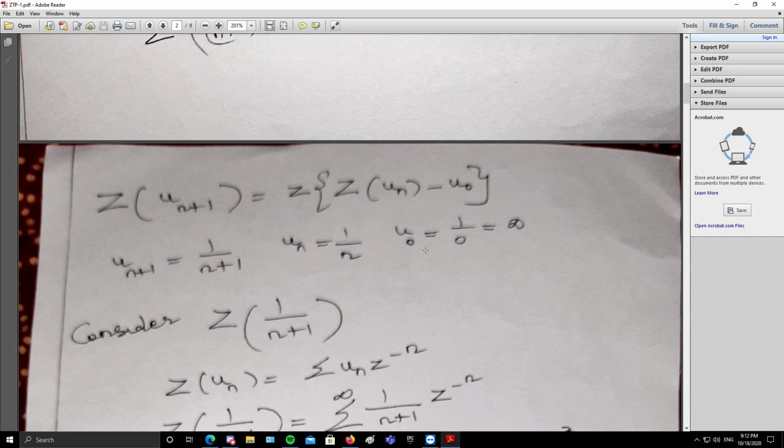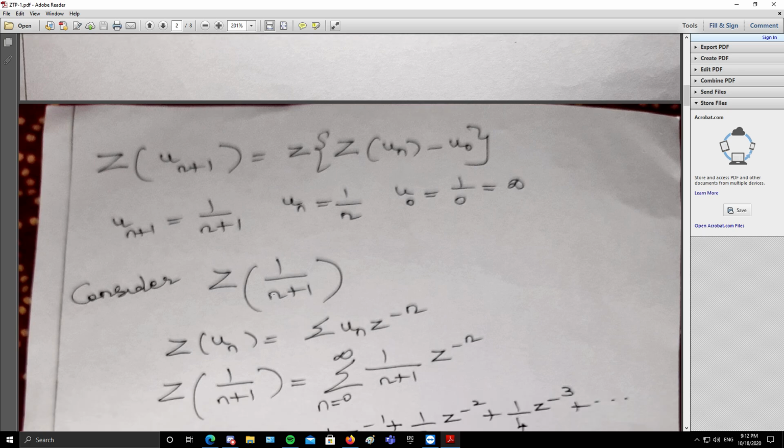Then u(n) is 1 by n. U naught, if you take n as 0, you are getting infinity. So whenever you get infinity, don't go for the property. You should find the transform with the definition. I repeat, in problems when you are not able to get the transform using property, go for the definition. Whenever you get infinity with any of the properties, you go for finding the transform with the definition.